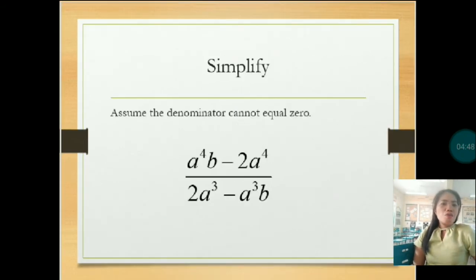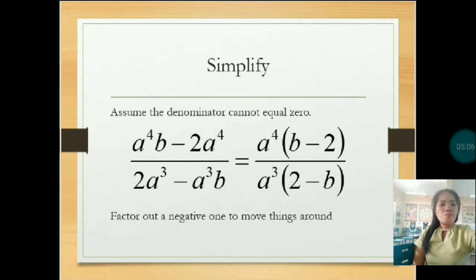Now, let us simplify this one. Assume the denominator cannot equal 0. If we have a to the power of 4 b minus 2a to the power of 4 over 2a cubed minus a cubed b, what are we going to do in simplifying this one?